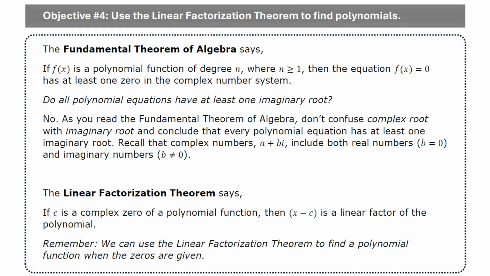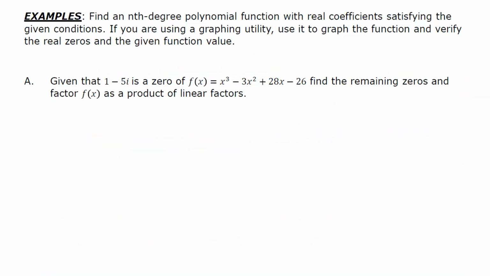The linear factorization theorem says if c is a complex zero of a polynomial function, then x minus c is a linear factor of the polynomial. Remember, we can use the linear factorization theorem to find a polynomial function when the zeros are given. So we're going to be working backwards. For our examples, we need to find an nth degree polynomial function with real coefficients satisfying given conditions.